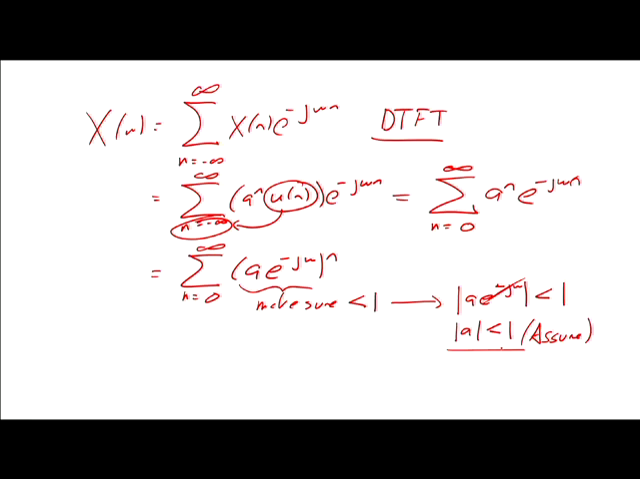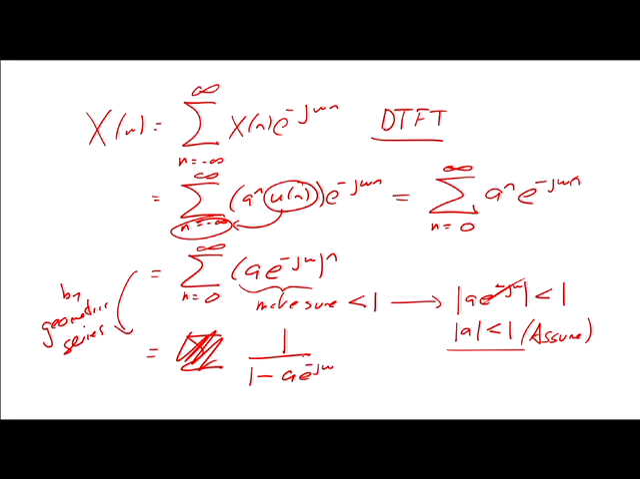Given that, by geometric series, what it turns out is that this sum is going to be equal to what? 1 over, right? 1 minus a, yep. And anything else? e to the minus j omega. Perfect. Thank you. So now we have this.